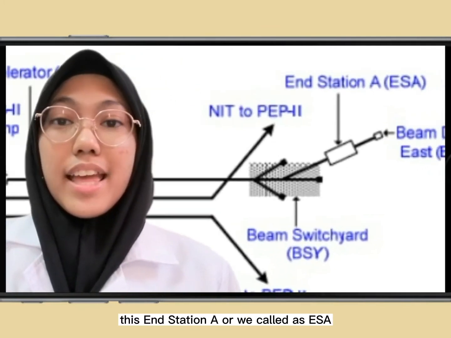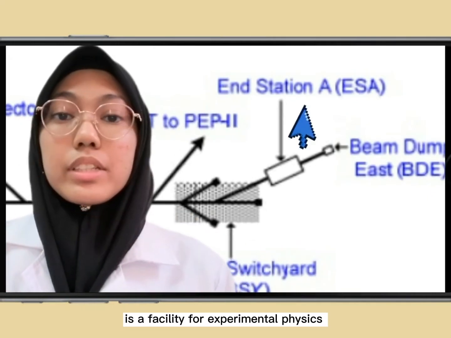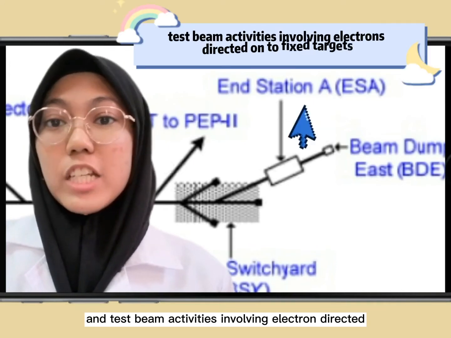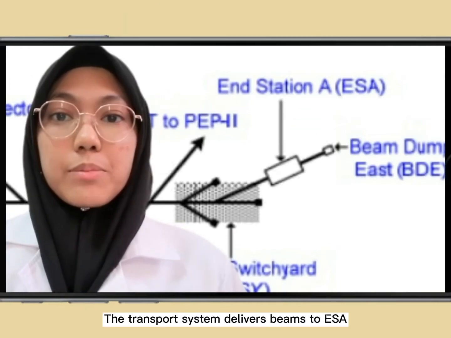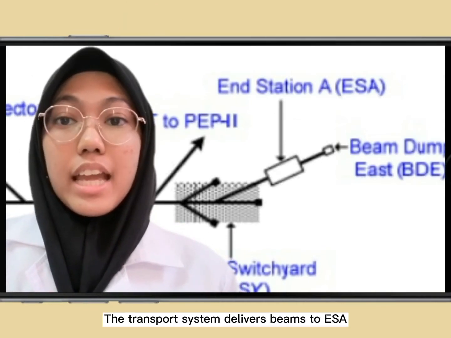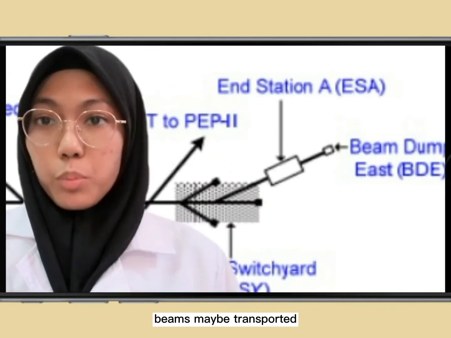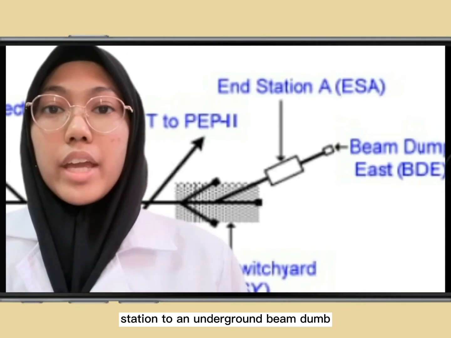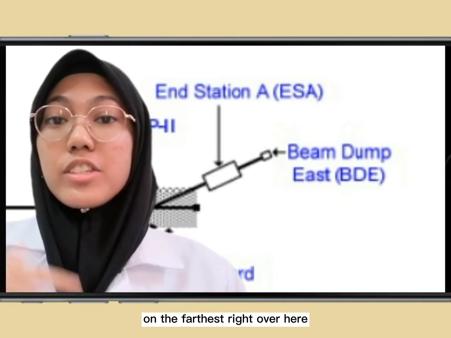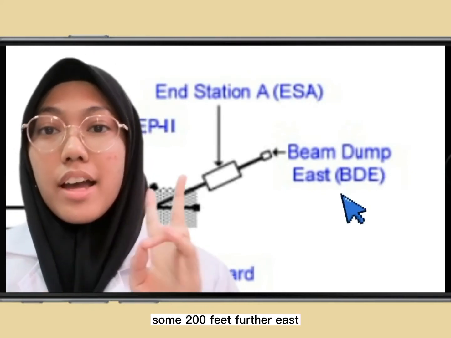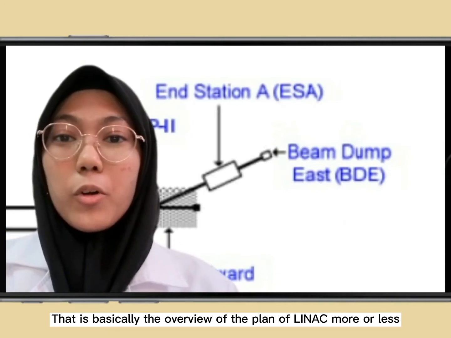Now, Station A, or ESA, is a facility for experimental physics and test beam activities involving electrons directed onto fixed targets. The transport system delivers beam to ESA up to the full energy of the linear accelerator. Beams may be transported through the end station to an underground beam dump. The beam dump, or BDE, is on the farthest right over here, some 200 feet further east. That is basically the overview of the plan of LINAC, more or less.